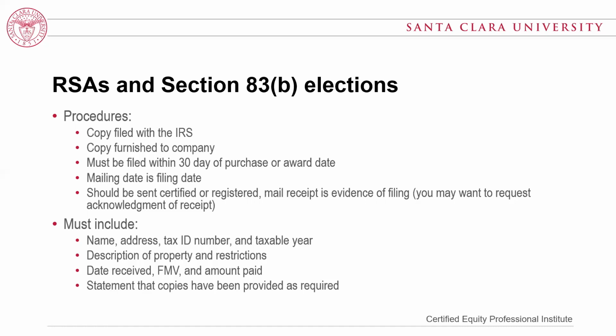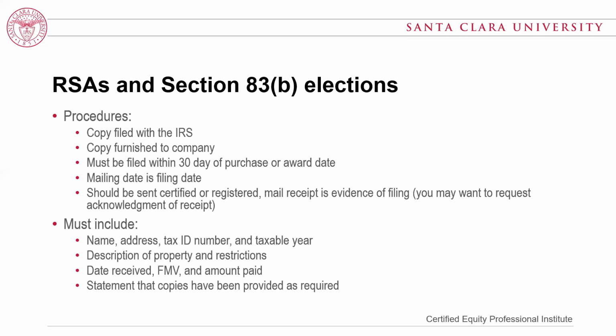A restricted stock award holder who makes an 83B election is deciding to pay income taxes on the value of the shares on the date that the election is made, which then means there's no additional tax event at vesting. That's why it's called accelerating the compensation income.